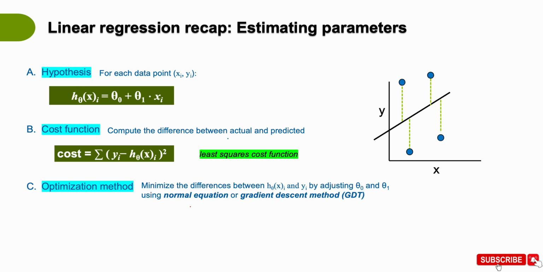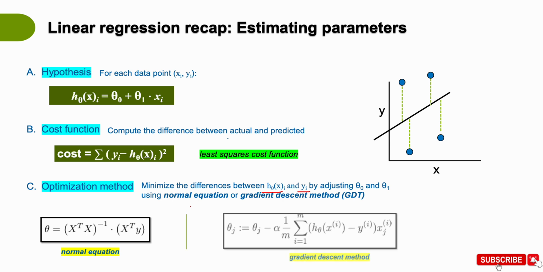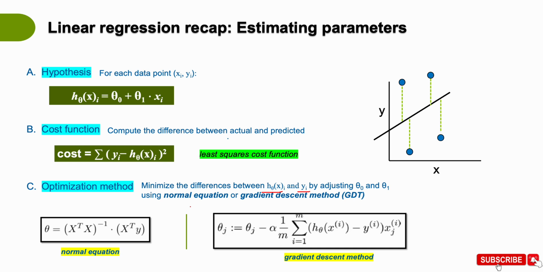And this optimization method is nothing but a way to minimize the difference between h theta xi and yi by simply adjusting the theta values. In case of linear regression, there are two ways to do this. One is via the normal equation, where we have a closed form solution, and the other way is the gradient descent method. We'll not go into the details of these methods here because we will only be focusing on the logistic regression part, not the linear regression.